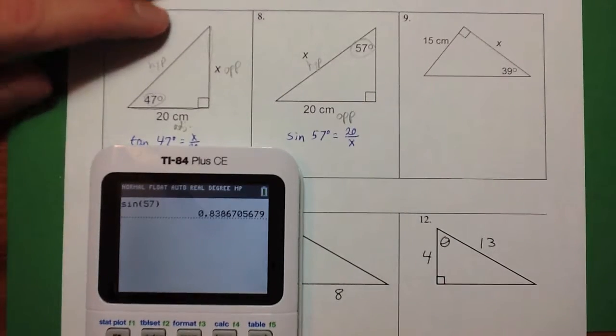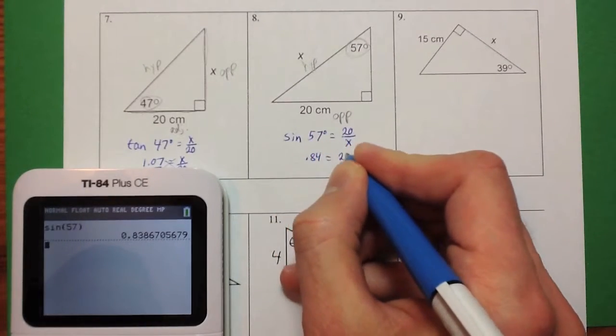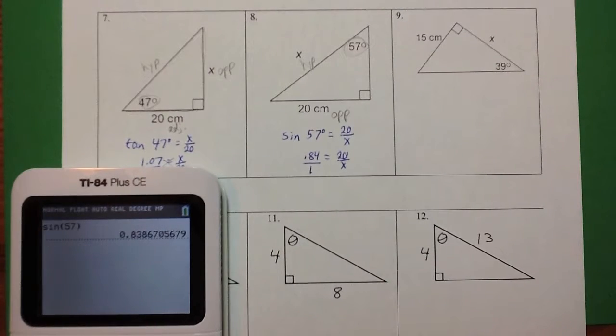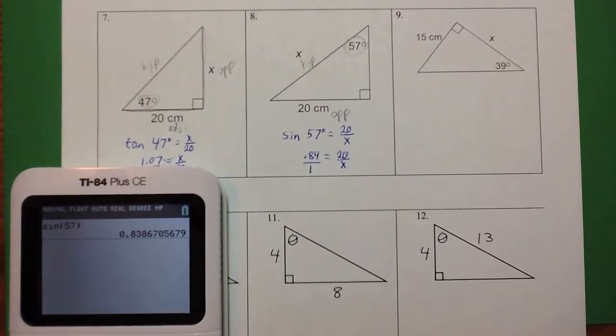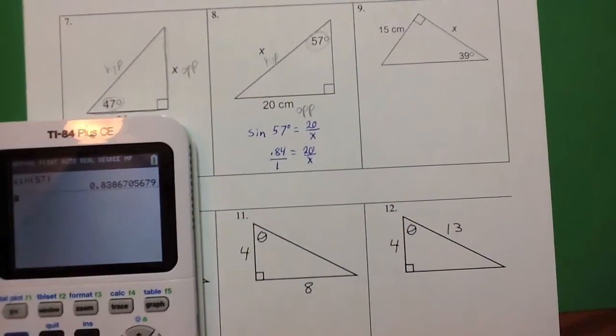Sine 57 is 0.84. So 0.84 equals 20 over x. Put that over 1. I really hope you've got this muted right now and you're trying it on your own. If you're not, please mute it and try it on your own. You got this. Do it.